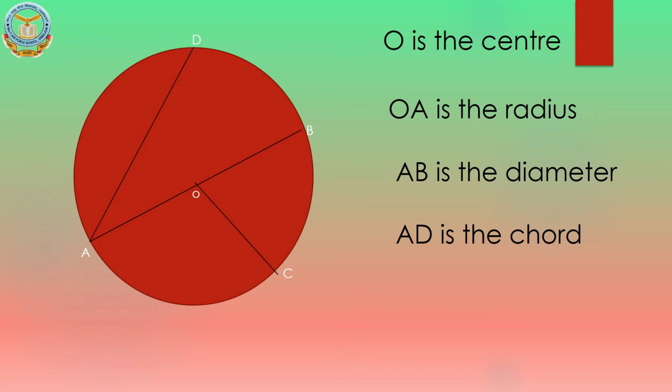Diameter, line segment that connects 2 points on the circle passing through the center is called the diameter. We can also say that diameter is twice the radius. Here AB is representing our diameter. Next, chord. Any line segment connecting 2 points on the boundary of the circle, not necessarily passing through the center, is the chord. Here AD is the chord.